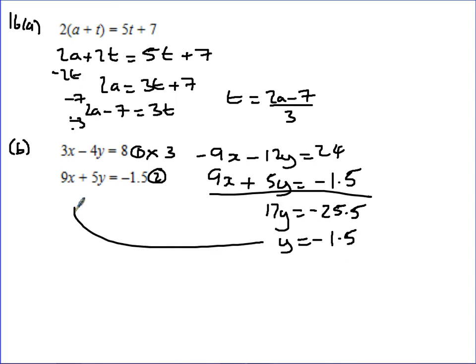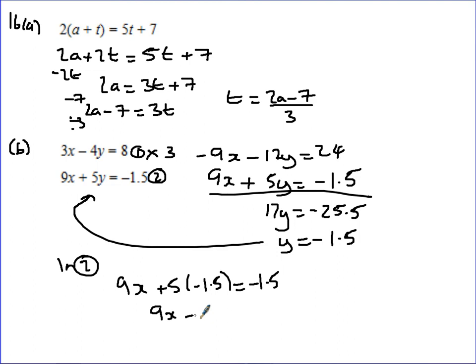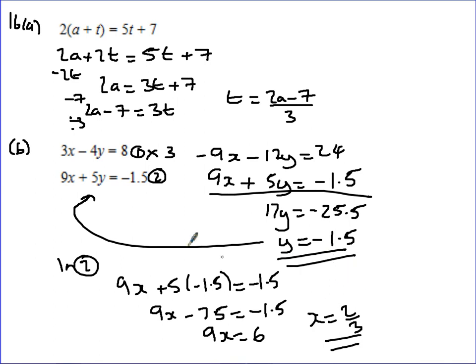And I'll then place that into maybe the second equation. So in 2, so I get 9x plus 5 lots of minus 1.5 equal minus 1.5. So times this out, we get 9x minus 7.5 equal minus 1.5. So then 9x, add 7.5 on to this, which will give us 6. So x then will be 2/3. There are two values.